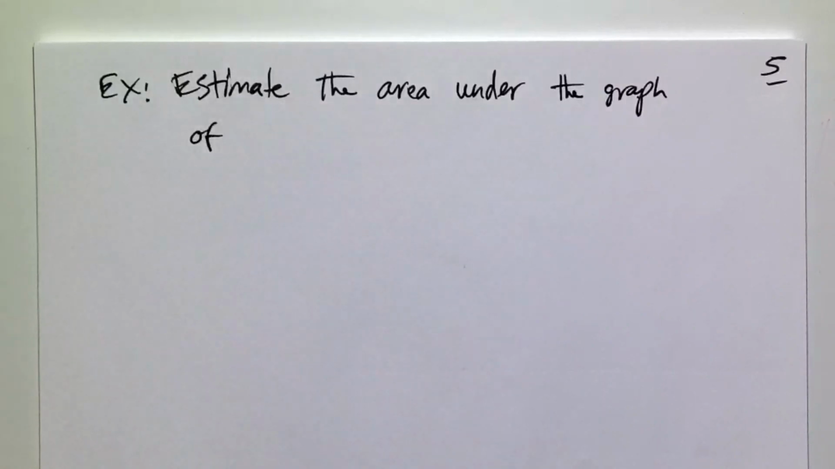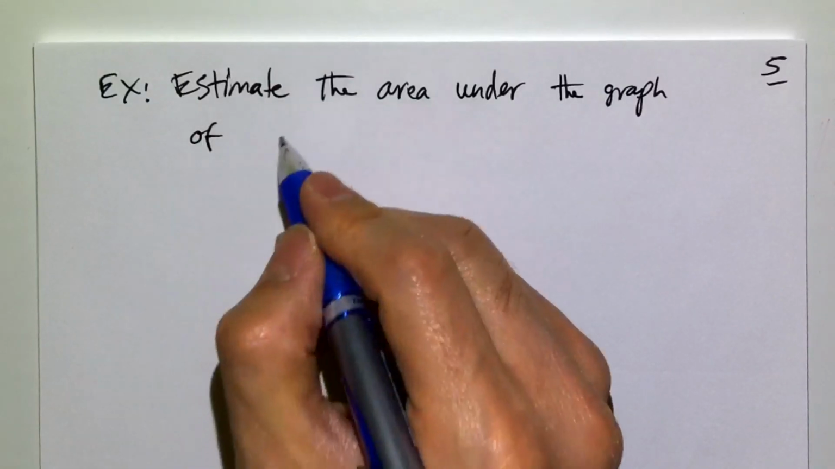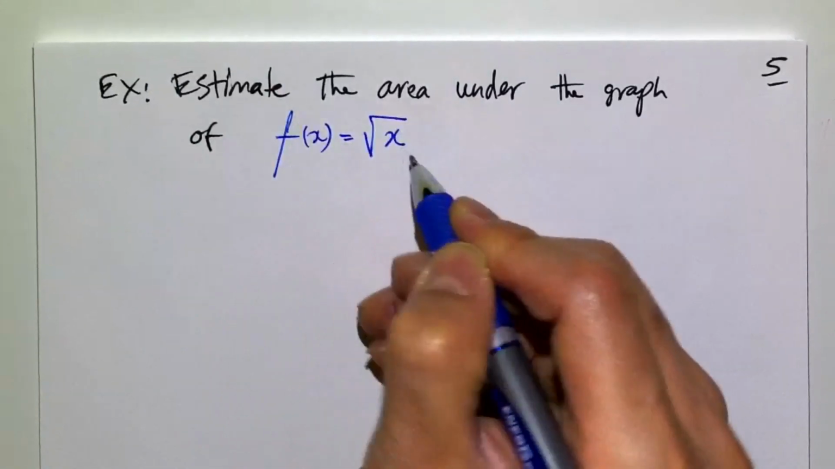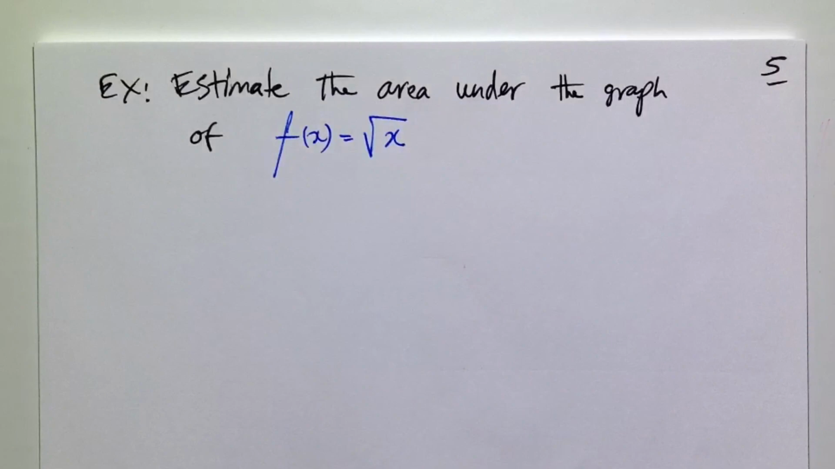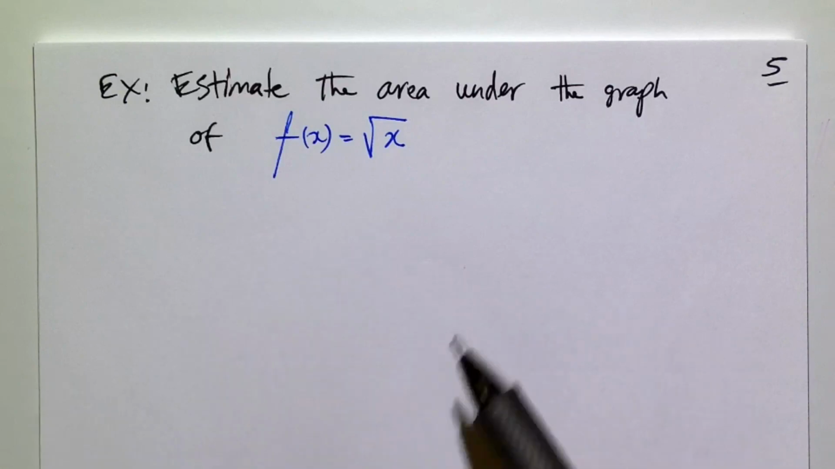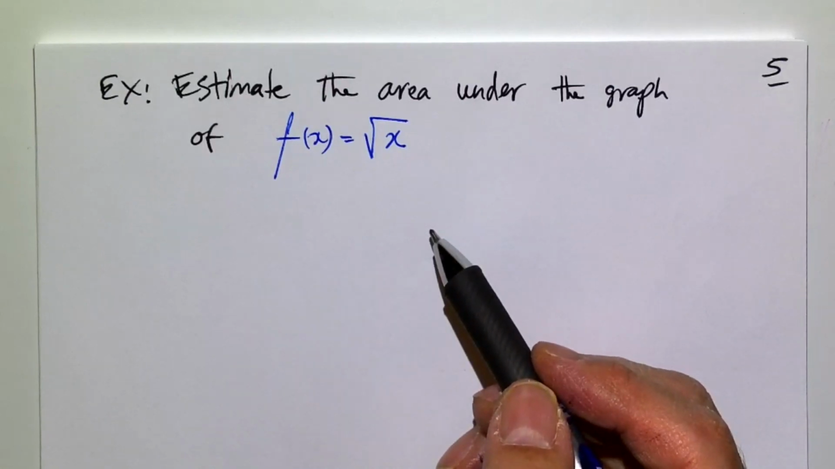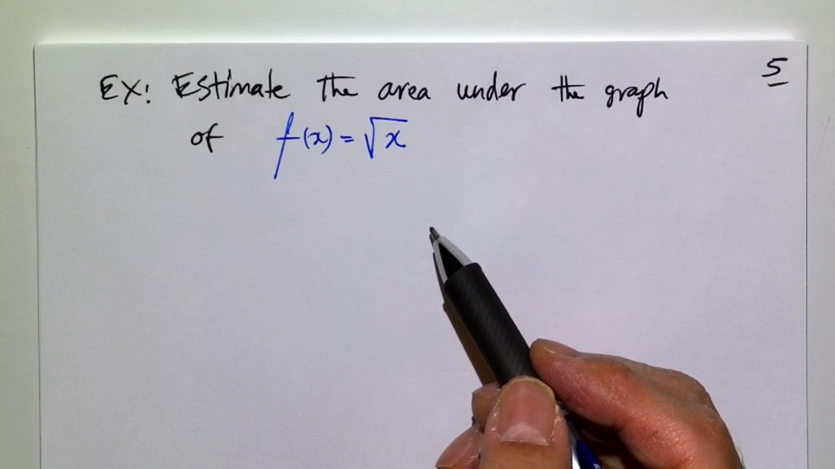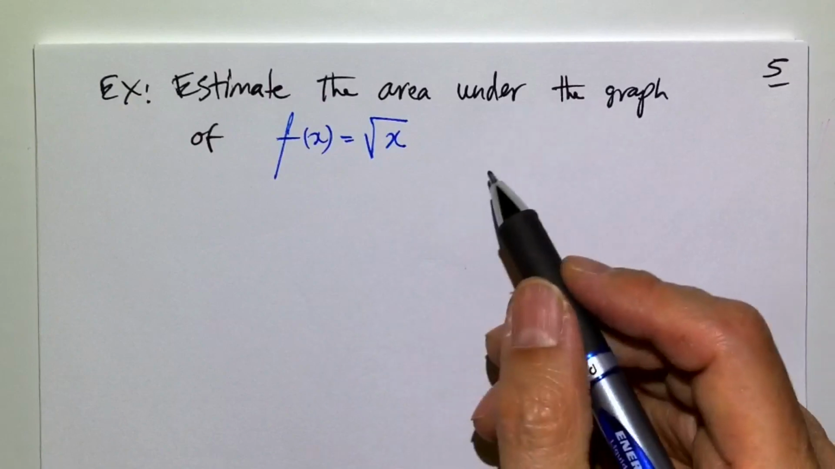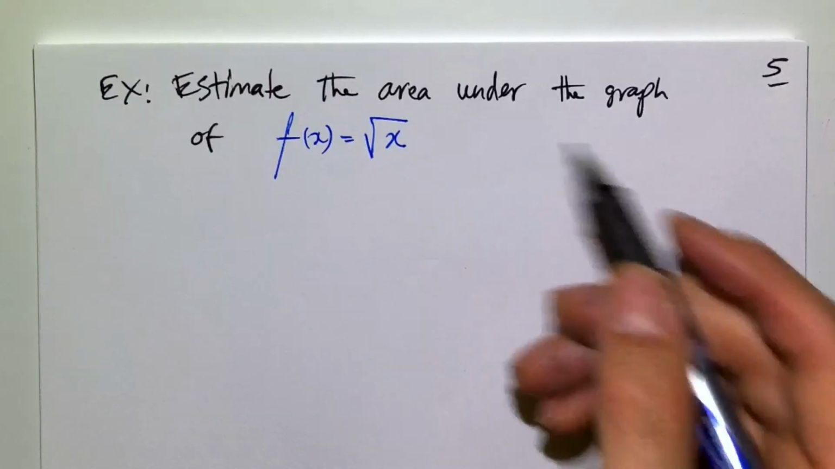At this time, of course, our function is different. So we have f of x equals square root of x. And let's see. We want to do the same thing. Divide the area under the curve into 4 rectangles. And we want to go from 0 to 4.